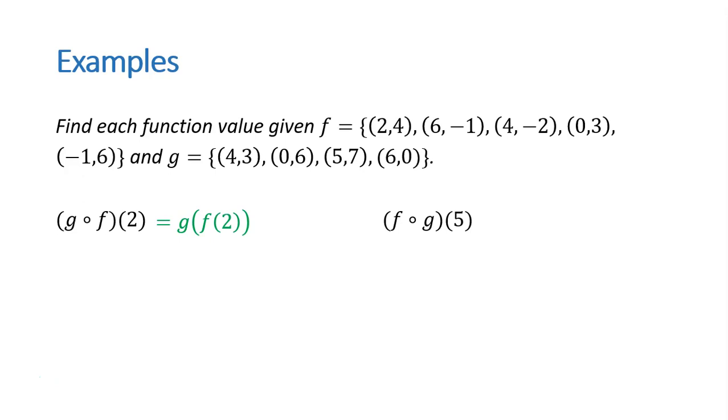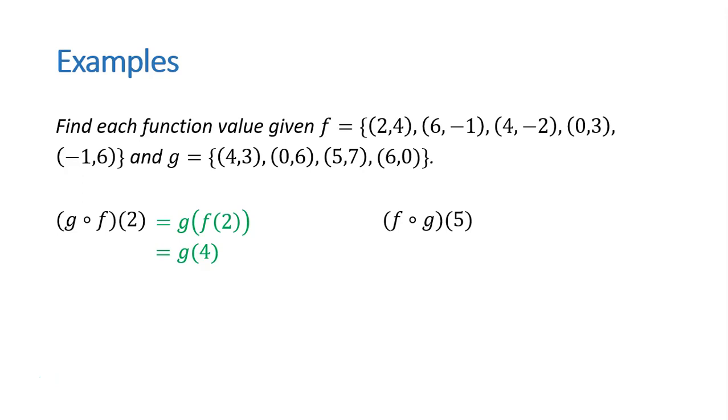So I go to my rule for f. I'm looking for an input of 2, so an x value of 2. So I have a single point, (2, 4), that has an input of 2. The output that goes with an input of 2 is going to be 4. So f of 2 is going to be 4. So this now becomes g of 4.